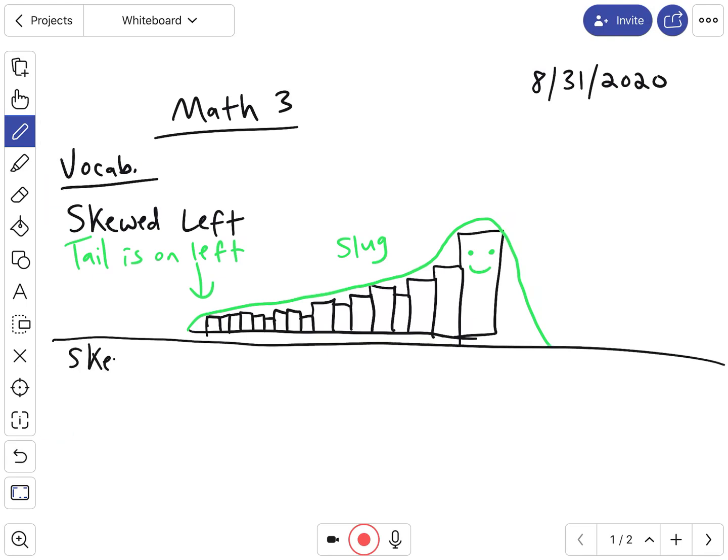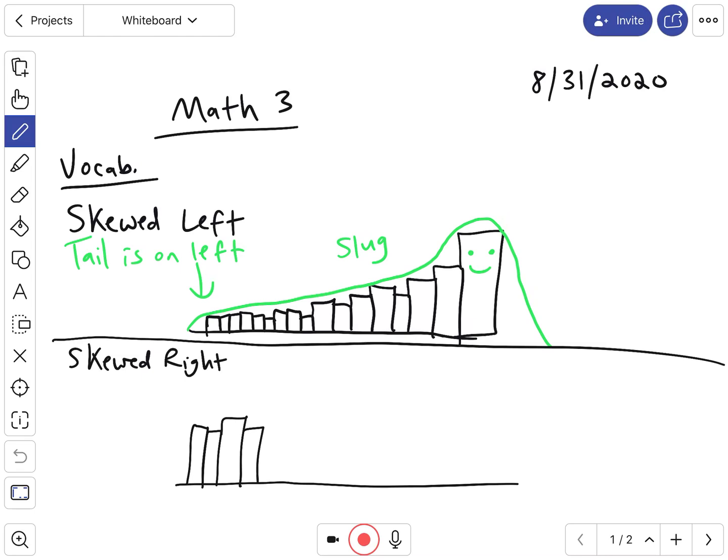And we could draw a line. And then you know what's coming. Skewed right. And I can't wait to see your drawings here. I'm sure they're going to look a lot better than mine.